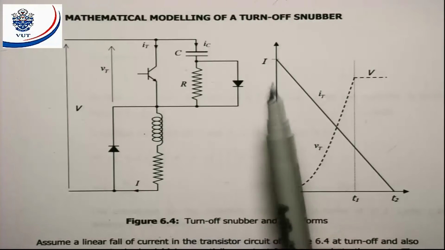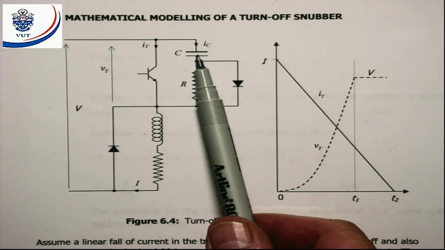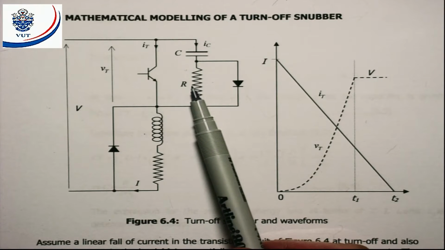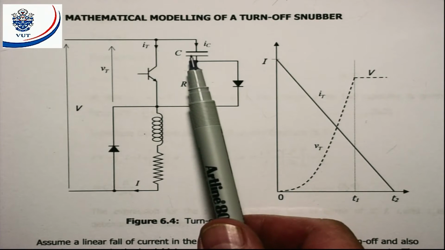Now, we're going to look at the mathematical modeling of a turn off snubber. In this case, the device that we are going to protect is that transistor, and the snubber is a passive snubber consisting of a capacitor and a resistor. In order to retard the rate of rise of the voltage when this device switches off, we need to use a capacitor in parallel to it.